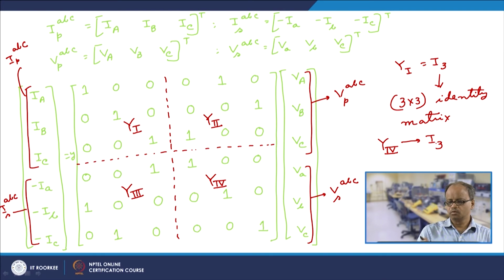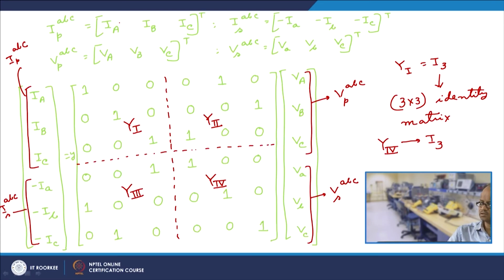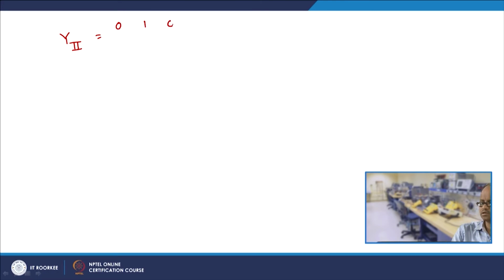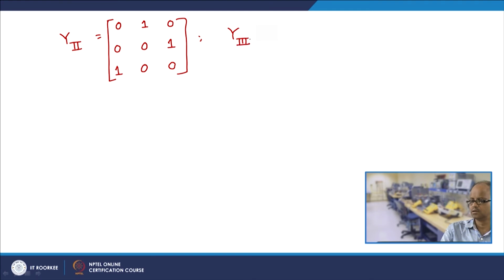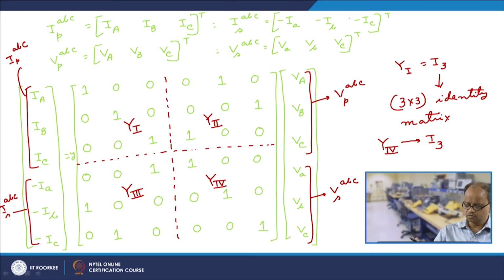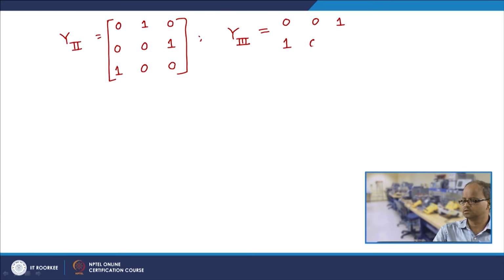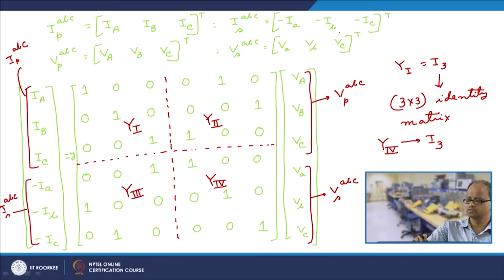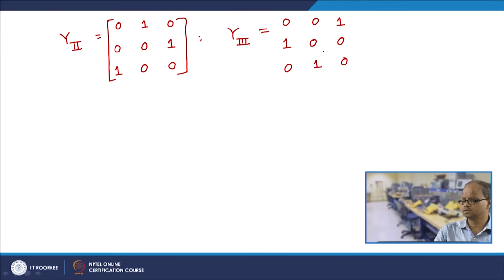Y2 is 0 1 0, 0 0 1, 1 0 0. And Y3 is 0 0 1, 1 0 0, 0 1 0. So, these are the 4 matrices.